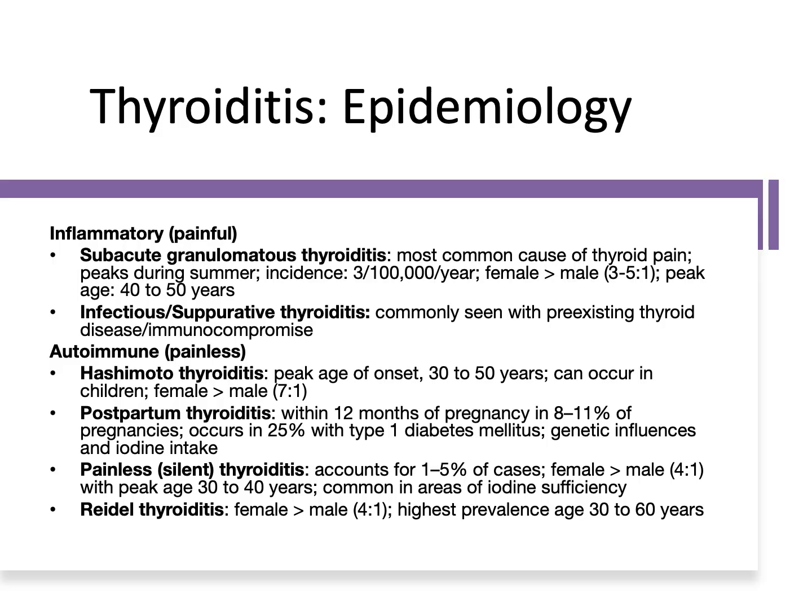So in terms of epidemiology, you can see that almost all of these disease states of the thyroid have a very large female preference. So between 4 and 7 to 1 compared to men.